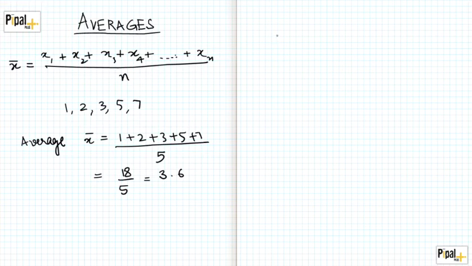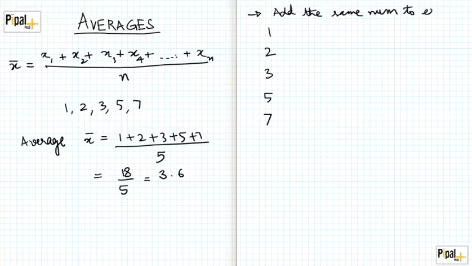Okay. Now let's look at certain special cases which involve how the average changes when we do something to all of these numbers. So we are going to talk about a case when, let's say, we are given this data: 1, 2, 3, 5 and 7. We are given all of these points, but we add the same number to each data point and see how the average changes.